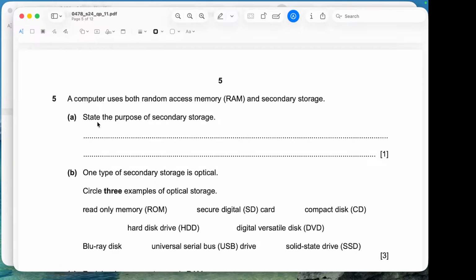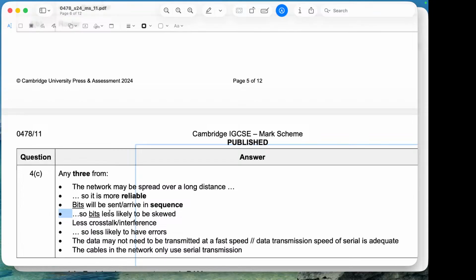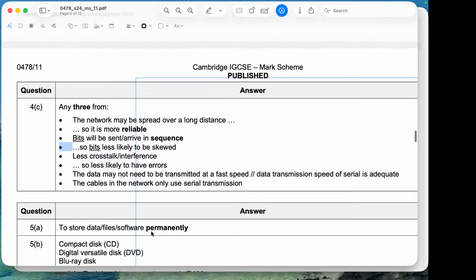Yeah, so state the purpose of secondary storage, and it is to store data or files permanently. And that word permanently is kind of like the buzzword if they do ask you about why we have it. And then the 3 examples of optical storage are a compact disc, CD, a DVD, and a Blu-ray disc. So it's compact disc, DVD, and Blu-ray. There you go.